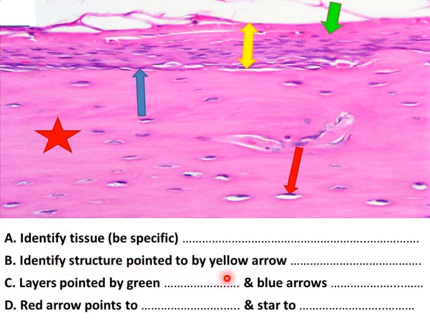Identify the structure pointed by the yellow arrow: periosteum. The layer pointed by the green arrow is outer fibrous, while the blue is inner osteogenic, or the osteoblast. The red arrow is the bone lamellae, we can say the outer circumferential lamellae. The red arrow is the osteocyte, and the red star is the bone lamellae, or we can say the outer circumferential lamellae.